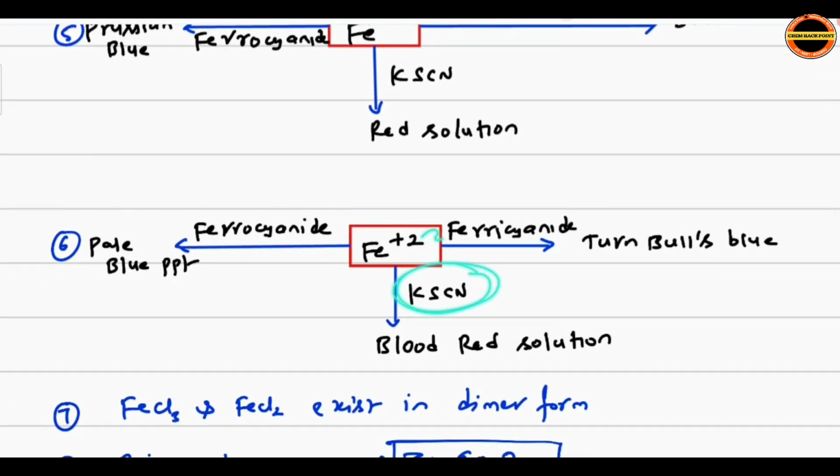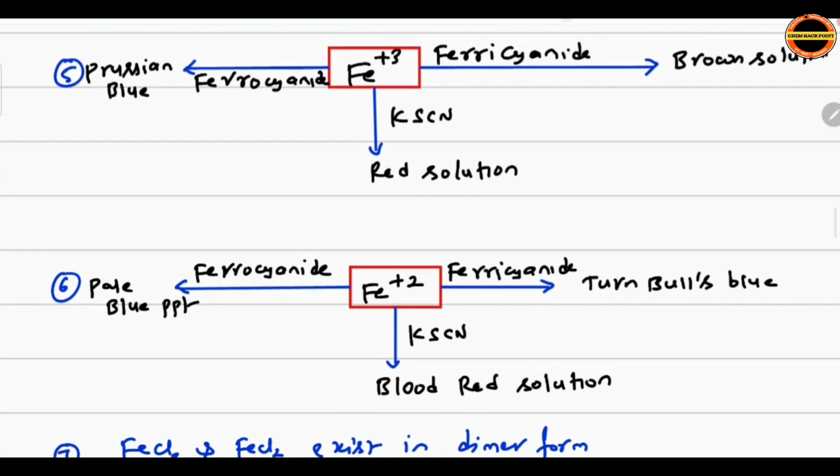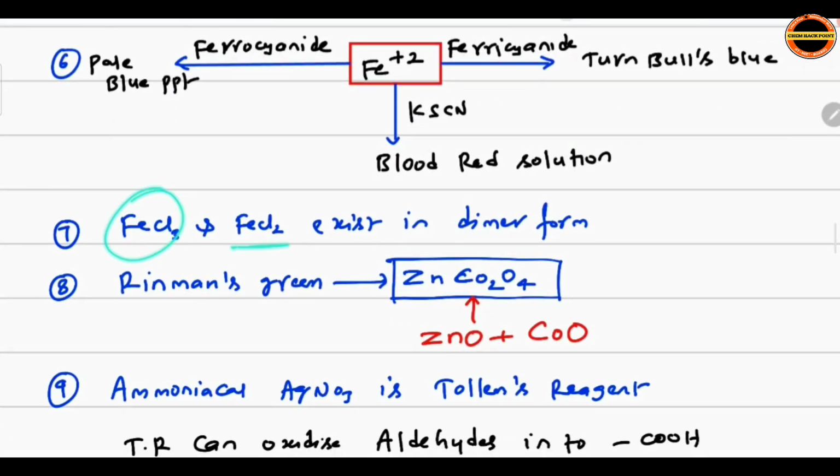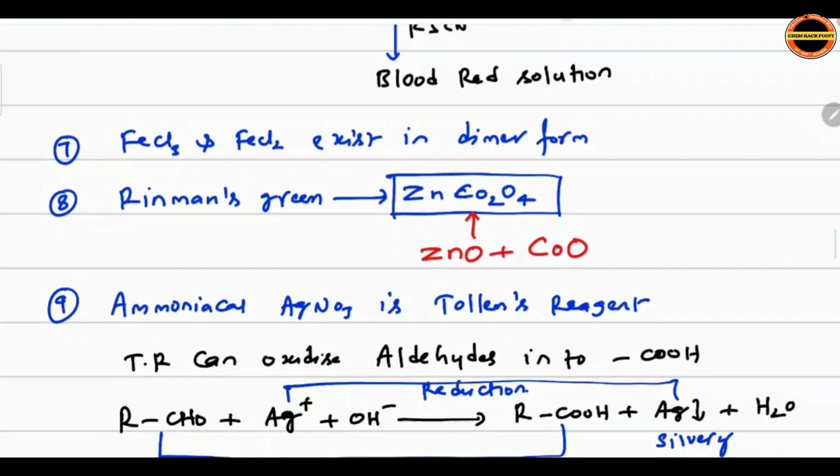Potassium sulfocyanide reacting with ferrous ion forms a blood red solution. Ferrocyanide, if it is reacting, forms a pale blue precipitate. These reactions with respect to colors you have to remember. FeCl3 and FeCl2 exist in dimer form. Dimer means combination of two units. Rinman's green is a pigment used in paints, which is zinc cobalt oxide, formed from zinc oxide and cobalt oxide.